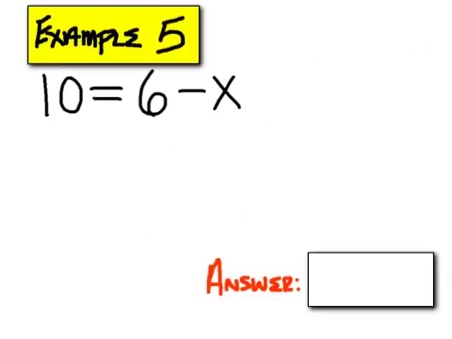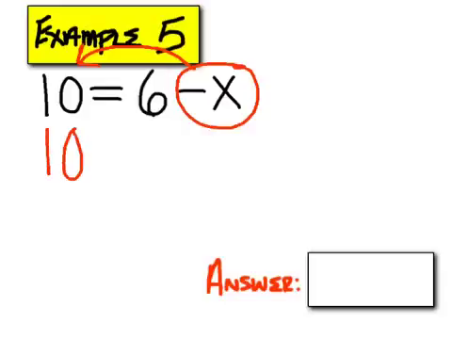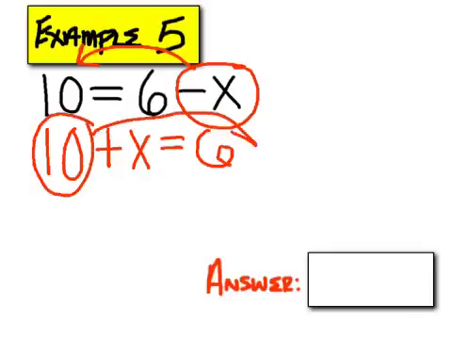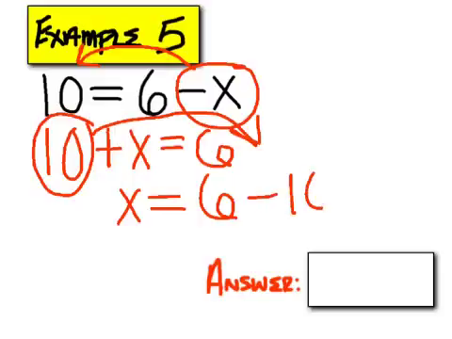Problem number 5. 10 is equal to 6 minus x. Alright, so this is the same thing. The minus x is just on the opposite side. So we want to take our minus x and move it to the left side to make it positive. So we have 10 plus x is equal to 6. Now we want to take our 10 and put our numbers together on the other side. So we have positive x on this side. We have 6, and when we move our positive 10 over to the right side, it will make it negative. So minus 10. So x should be equal to 6 minus 10, which is negative 4.